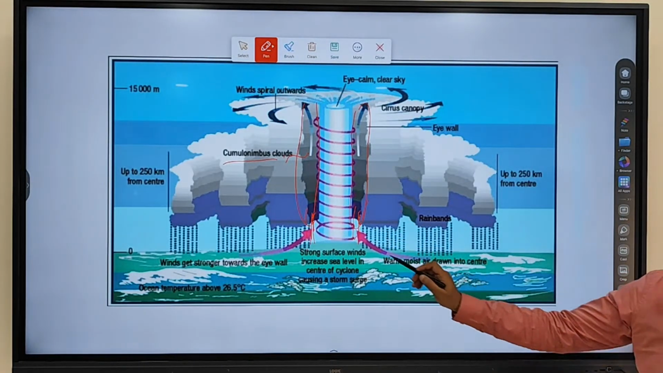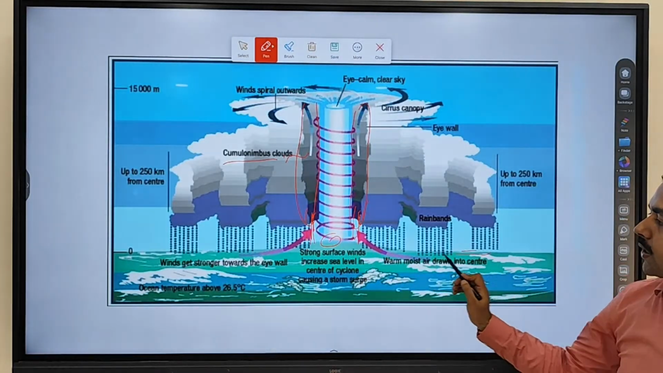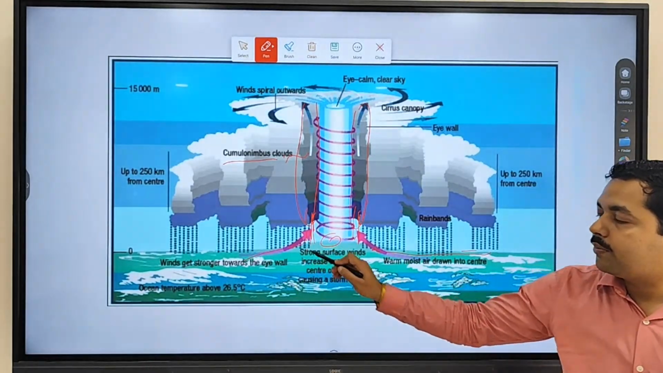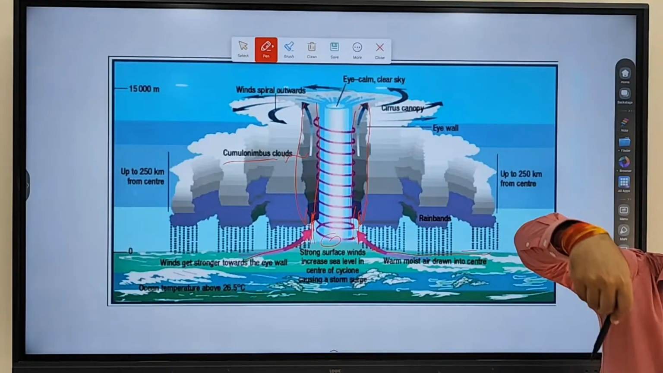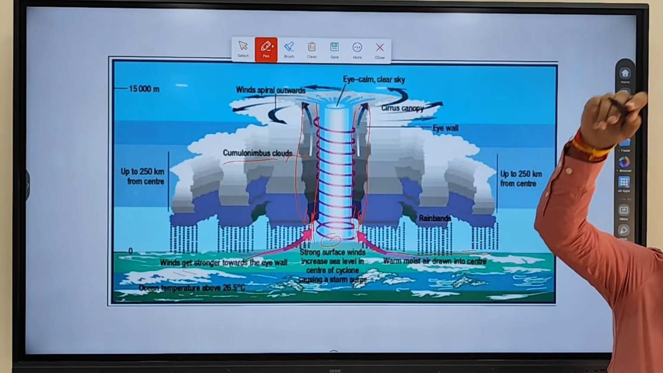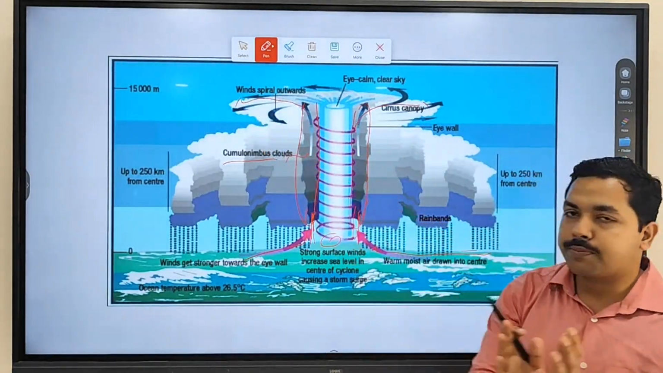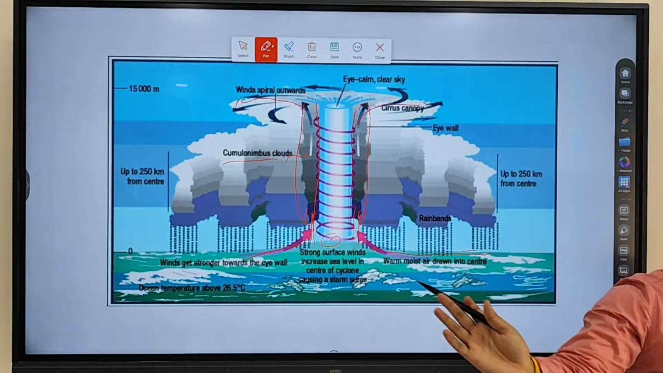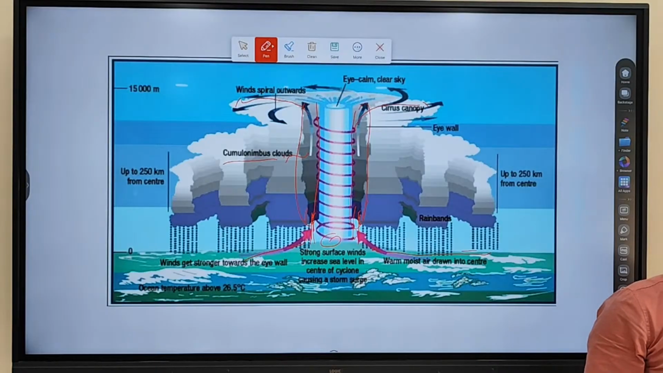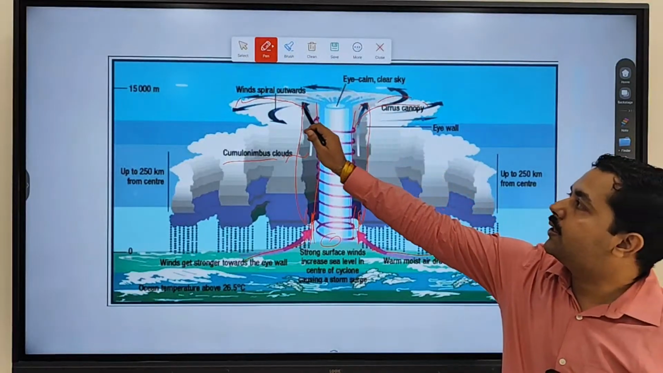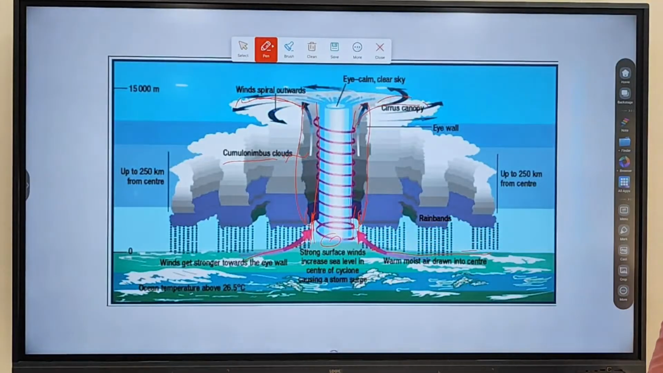Clear? So see, this is a low pressure center. Winds are coming towards the low pressure center, and as we discussed, winds are rotating and rising. And when it is rising, it is spiraling outward. Upper air divergence is happening. It is spiraling outward, that is, upper air divergence is happening.